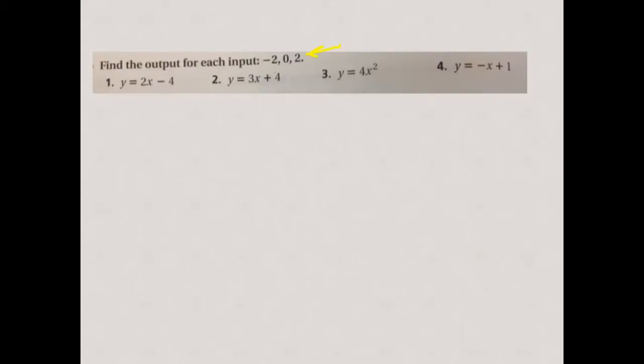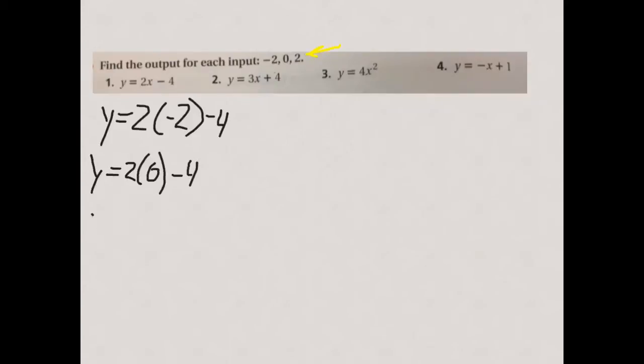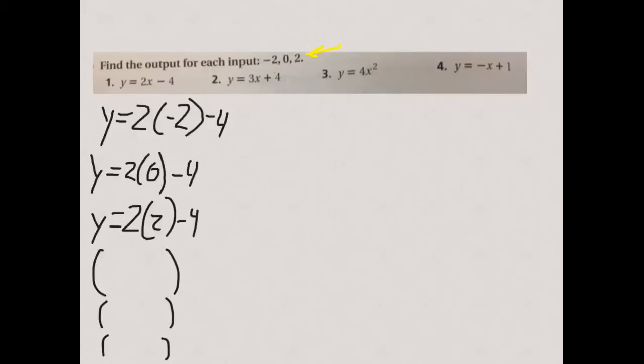In the x. So, y is equal to 2 times negative 2 minus 4. Y is equal to 2 times 0 minus 4. And y is equal to 2 times 2 minus 4. And then we'll get some ordered pairs, okay? I've done this before, linear equations, even giving you 3x plus 5, x equals 5, that's 20, those types of problems. So we should know what to do with these.